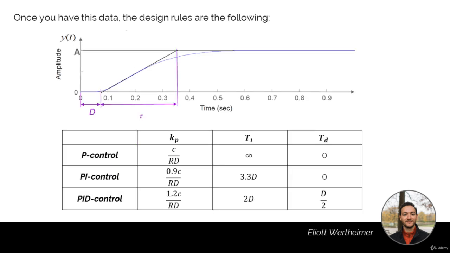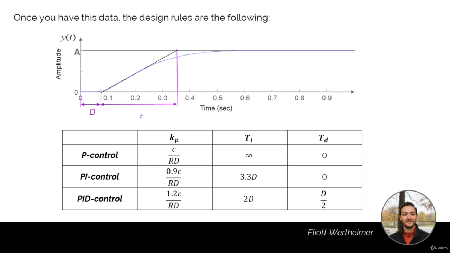Once you have this data, the design rules are the following. If you're designing a proportional controller, Kp is equal to C, or your amplitude A, divided by Rd. Ti is infinite because you want the integral control to be 0, and Td is 0 because you want your derivative control to be 0.